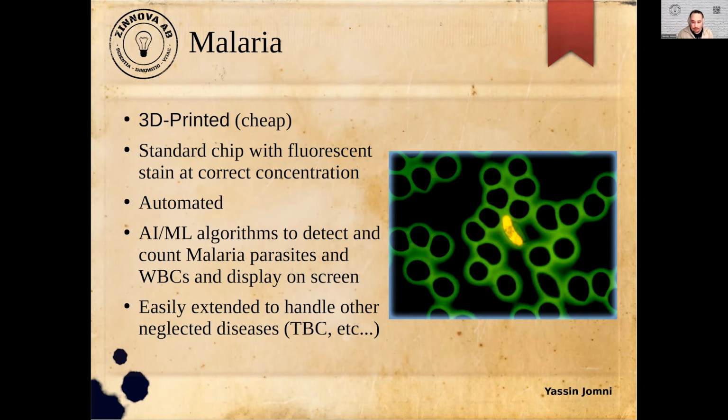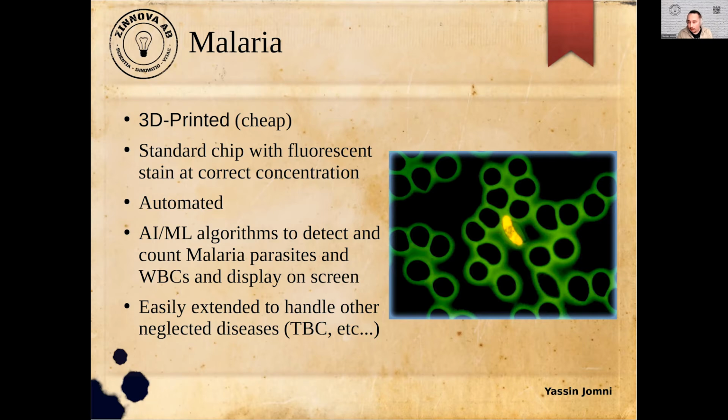The idea is that this device will have a chip with the correct concentration of the reactant, because one of the problems is that people prepare the samples in different ways. So with that, if we have the correct concentration, we will solve that problem. And then you just put a drop of blood in the chip together with the reactant, and then you put it in the device.